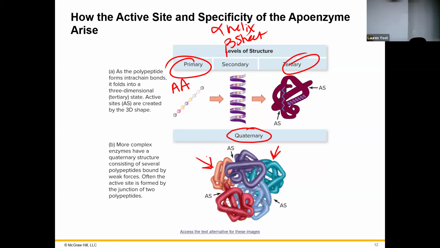Now, maybe that quaternary structure needs iron in order to function. Well, then that would be the apo enzyme. The iron would be the cofactor. And the whole thing is a holoenzyme. And that's what actually does the work. So it's just to bring it all home.